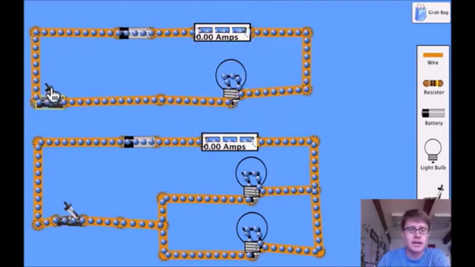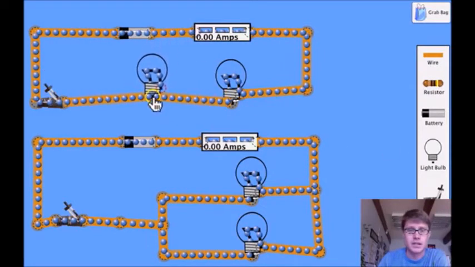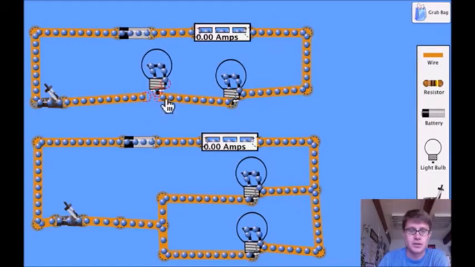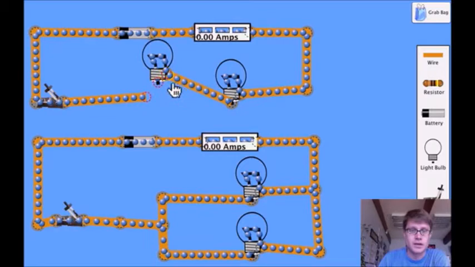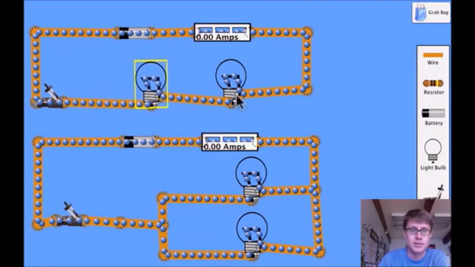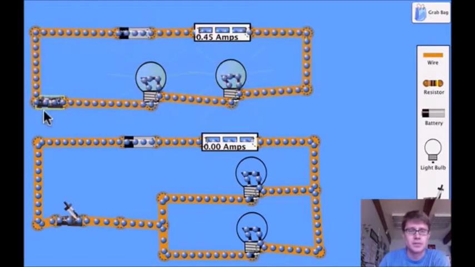And now I'm going to add another light bulb, and I'm going to put it in series. So let me add another light bulb here, and I have to split this junction. And let me connect both sides of that. Okay, so now we've got two light bulbs. We've got the same battery. You remember how much light we were getting before, and you remember the current. And so let's turn this one on now.